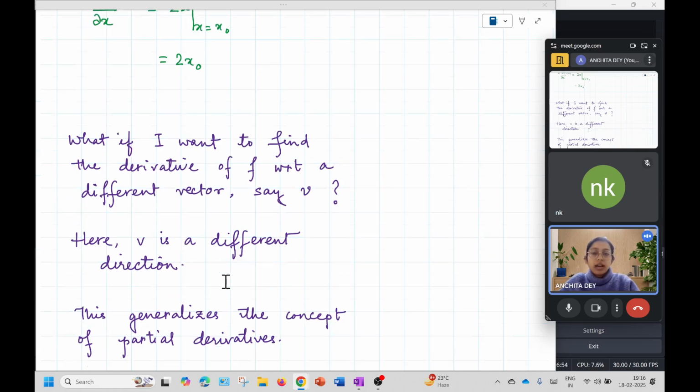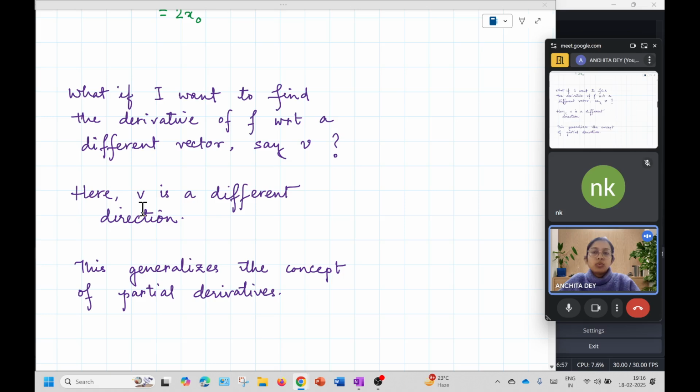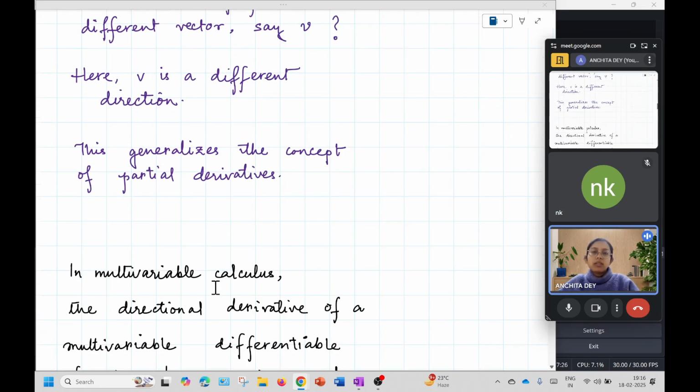And if it's a different direction, then what we want to do is generalize the concept of partial differentiation or partial derivatives. We are not saying that if the function depends on a few variables, we will only find the partial derivative with respect to those variables. No, we would like to find how the function varies with respect to any given vector of conformable dimensions, of course. So in order to generalize this concept of partial derivatives, we use a concept from multivariable calculus.